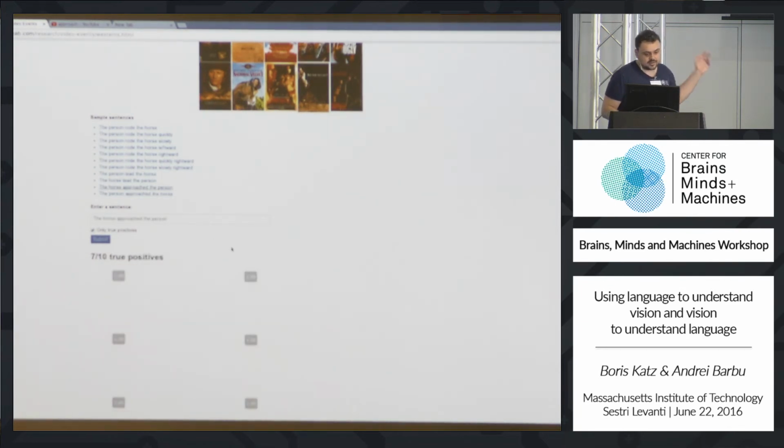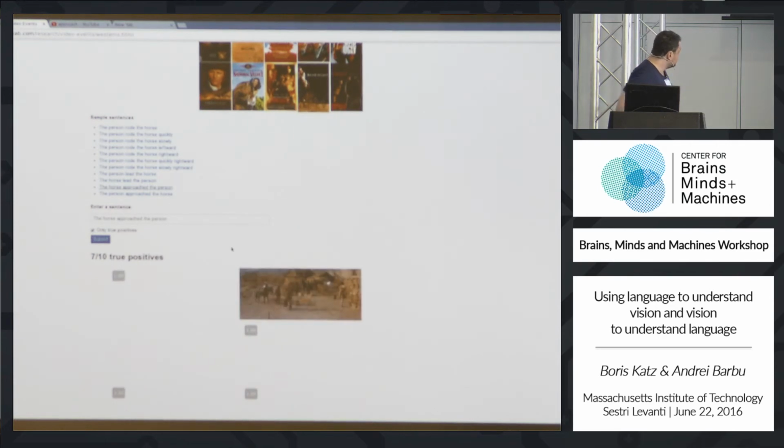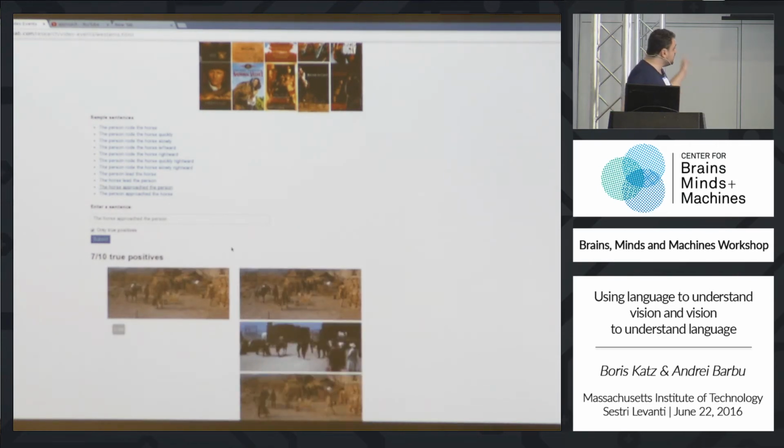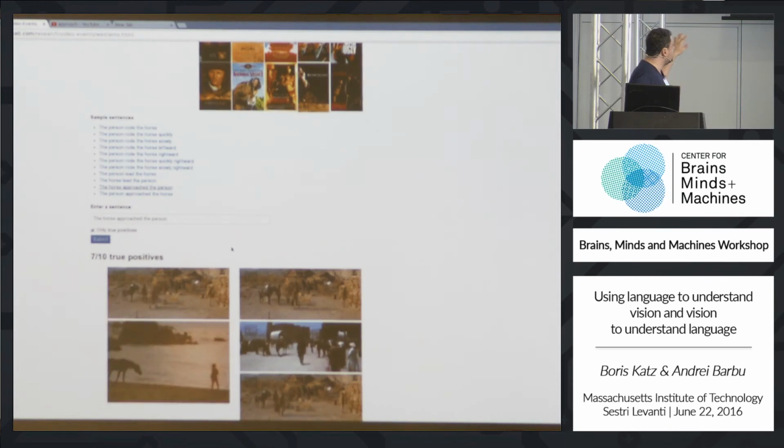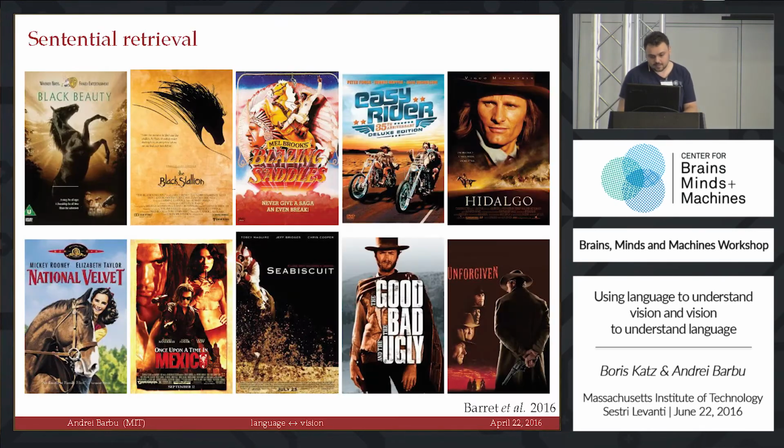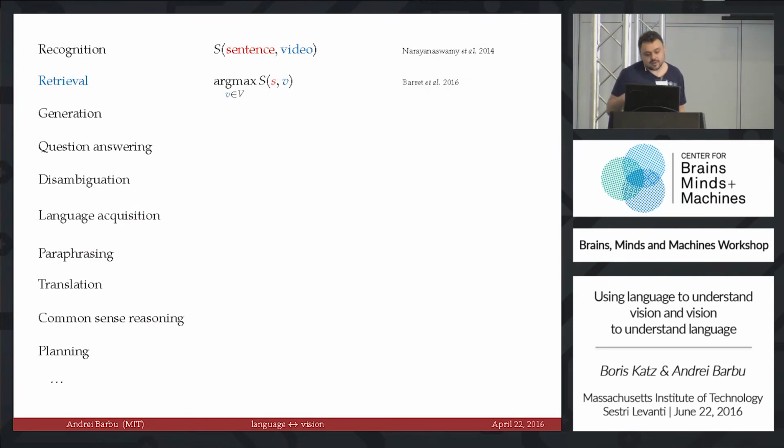This is not running in real time. This is relatively slow. What's interesting about this is the system was never trained on any of the sentences that it's actually retrieving. It's seen training data for sentences that contain the same words, so it has models for each of the words, but it's building up the meaning of the sentence compositionally. Okay, so now we have some ability to link together sentences and videos, to understand whether the sentence is actually being depicted in this video.